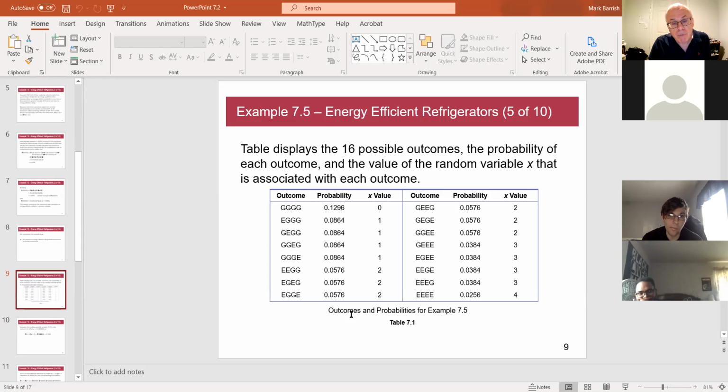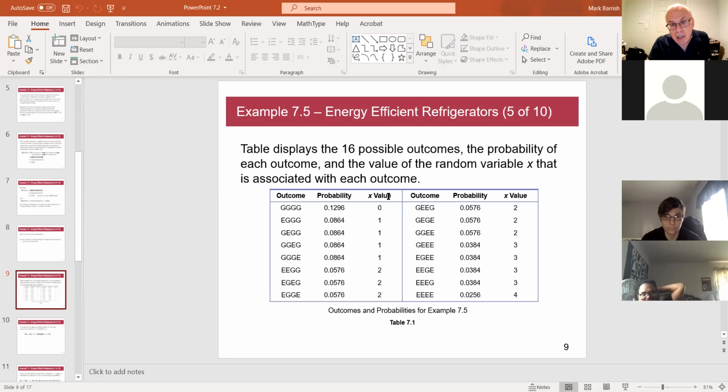Now, there are 16 possible outcomes if we consider every possible order for each possible outcome. There's 16 of these altogether. And how do we know that? Because there's 4 people and each person can select one of 2 types of refrigerators. So 2 times 2 times 2 times 2 is 16. I came up with 16 possible outcomes, and they're all listed here.